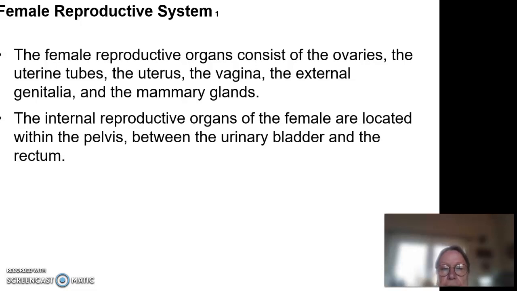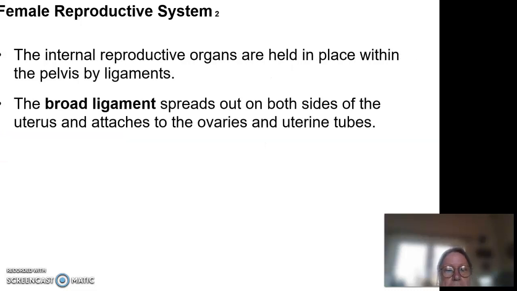And the internal reproductive organs of the female are located within the pelvis, usually in the center part of the pelvis and the lower part of the abdomen, between the urinary bladder and the rectum. The internal reproductive organs are held in place by ligaments.